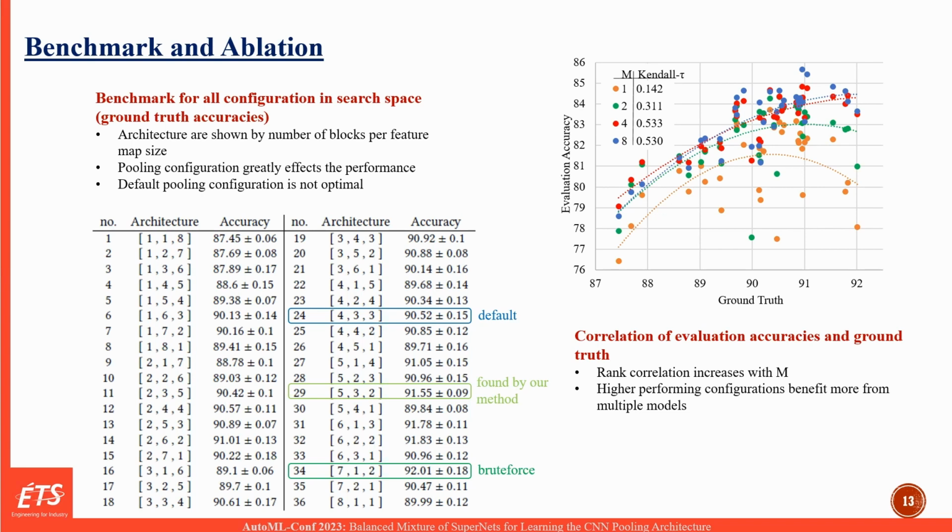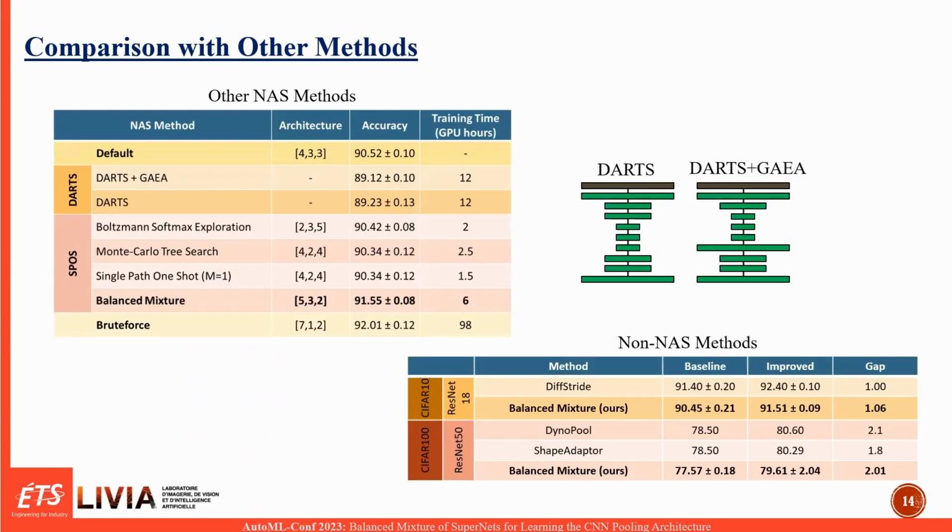On the right, we show the correlation between the evaluation accuracy and the ground truth for different number of models. And we can see that increasing the number of models improves the correlation as well as rank correlation that is shown by the Kendall-Tau metric. And furthermore, we see that higher performing configurations benefit most from increasing number of models, or M. We did comparison with both NAS and non-NAS methods. For all the NAS methods that we tested, we performed better than them.